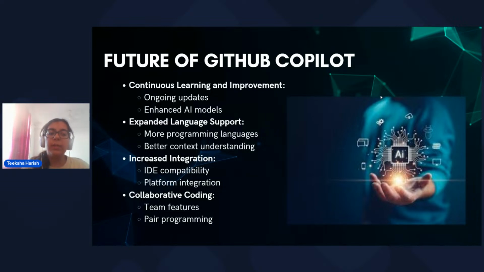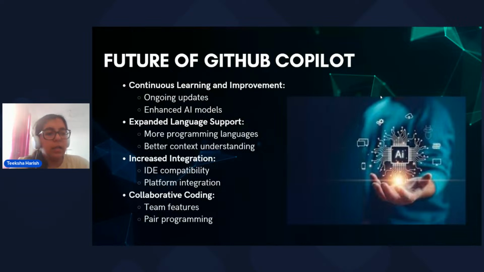Also, there can be increased integration. That is, IDE compatibility can be there. More IDEs can be compatible with GitHub Copilot, and developers can choose the IDE of their choice to work on, and also platform integration and integration with GitHub tools, etc. And also it ensures collaborative coding by introducing new team features regularly, and enhancing pair programming and encouraging that. So that is it about the future of GitHub Copilot.